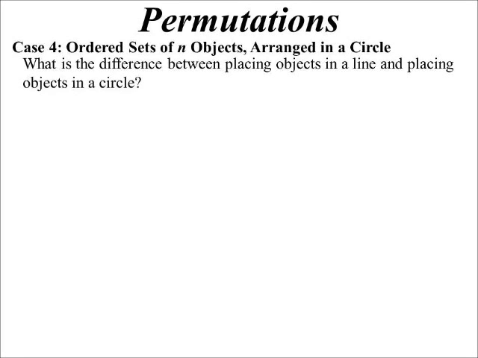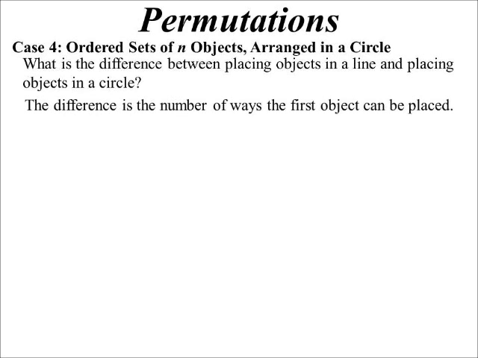Okay, another case of permutations, a special case. Instead of arranging objects in a line, we'll arrange them in a circle. And this changes the number of ways we can arrange it. So what is the difference? Basically, it's how you place that first object.